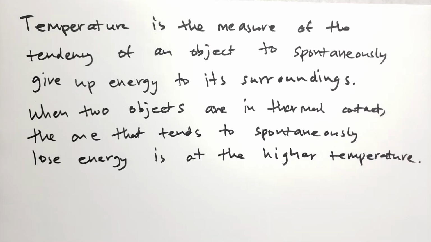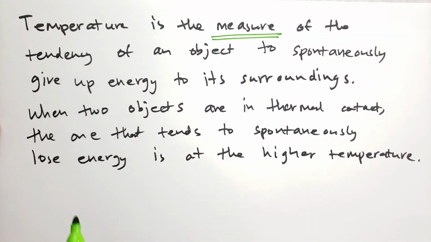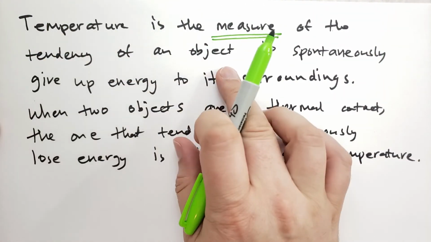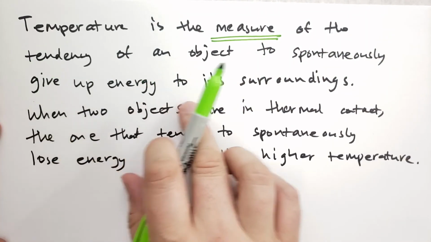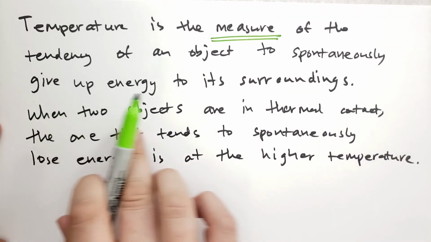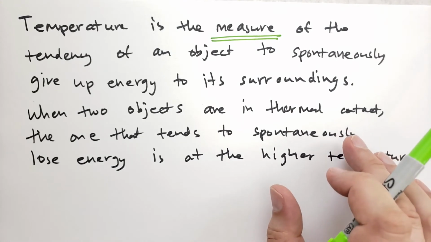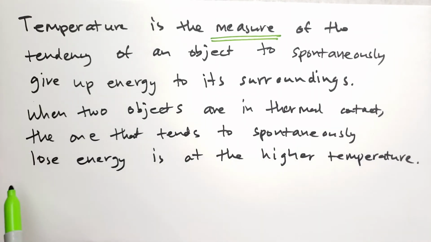And I can't emphasize enough how important it is to pay attention to what these words mean. So temperature is a measure. So this is a number that we can measure of the tendency of an object to spontaneously give up energy. So an object just sitting in some environment will spontaneously give up its energy to its surroundings, okay? When you have two objects and there's thermal contact, remember we talked about the different kinds of contact and the different kinds of exchange quantities that might occur to reach the different kinds of equilibrium. The one that tends to spontaneously lose energy is at the higher temperature, okay?